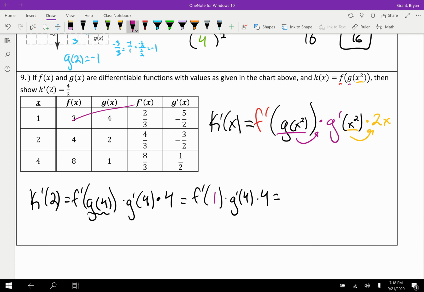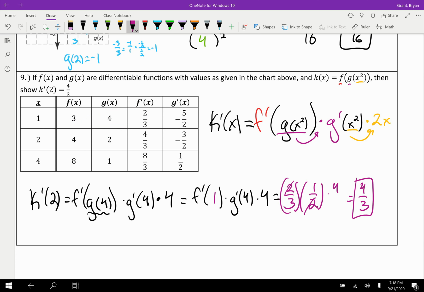F prime of 1 is 2/3, okay. G prime of 4 is 1/2. Who picked this problem? What are these fractions? And then 4 is just 4. All right, well, can we clean any of these up? I think these 2's will cancel, and then we just multiply straight across and end up with 4/3. And that's what we were trying to show.